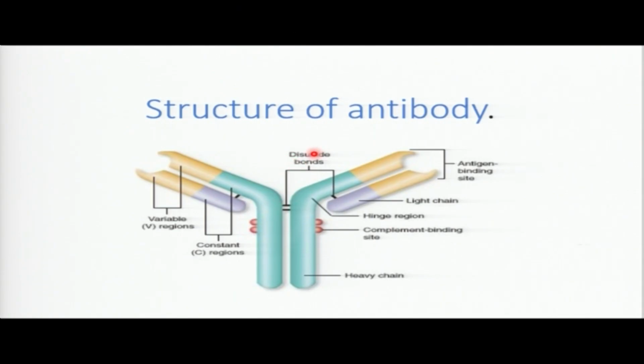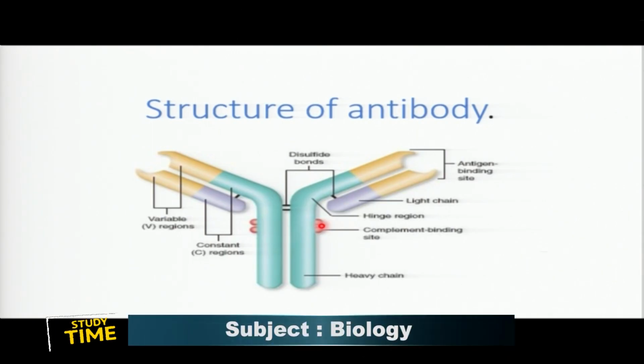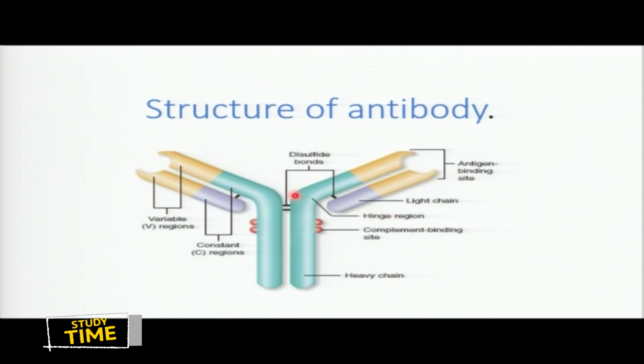This is actually what you have to deal with, that one. So we have another one which is the complement binding site, where complement proteins can also bind. We also have hinge regions. This curve, where it is curved here, is what you call the hinge region.